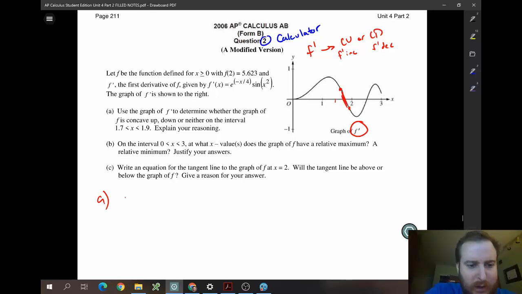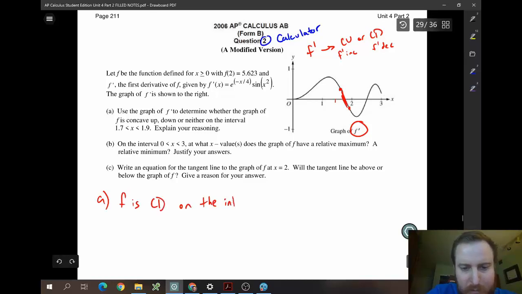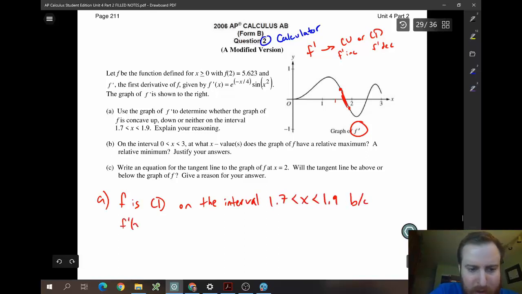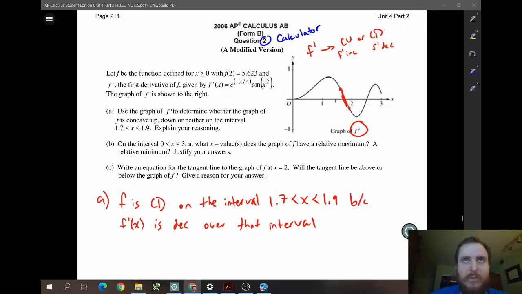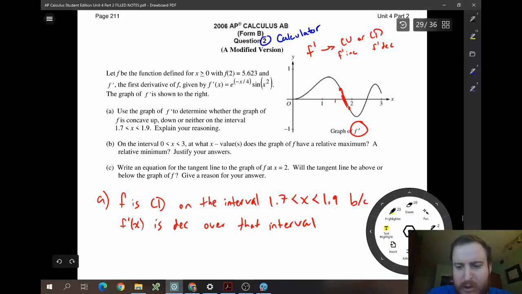So what we'll say is, f is concave down on the interval, I'm just going to use their wording, 1.7 less than x less than 1.9, because f prime of x is decreasing over that interval. We're always going to use one of our explanations from that table that we created in class in our notes, and it's based on whether we have the first derivative or the second derivative. We choose that explanation. But this is a perfect explanation right there. And so this question was worth 2 points, and they don't really give you a guessing point.